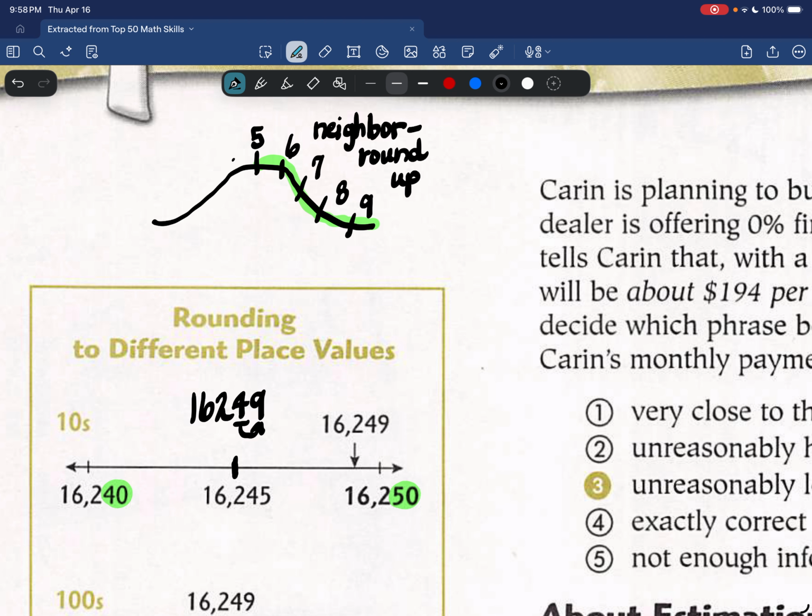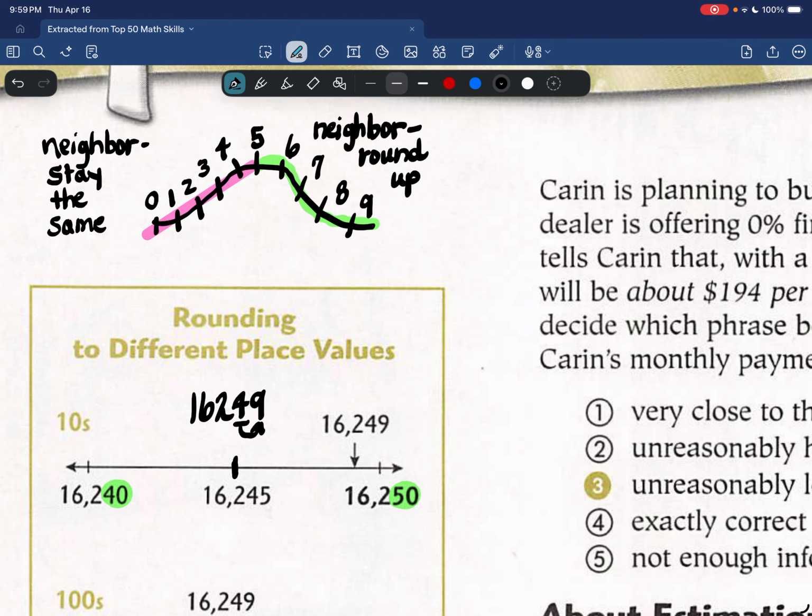If the neighbor happens to be a 4, a 3, a 2, a 1, or a 0, some teachers call this rounding down. I don't like that because it always made me want to go a number lower. So I would say if the neighbor is in this range, we are going to stay. We're going to hold the place or stay the same. And I'll show you what I mean by that.